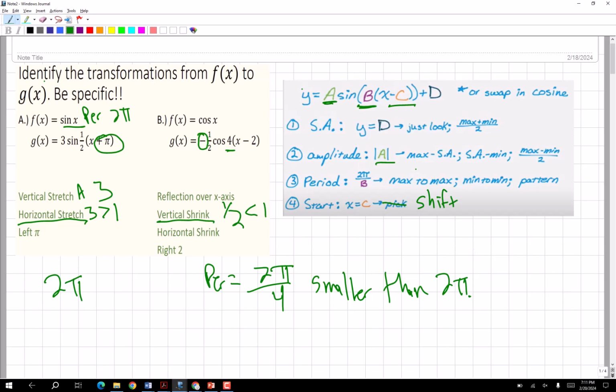Again, this one, I think I might have said this wrong. If I did 1/2 here, remember my period is 2 pi over 1/2. If you divide by 1/2, it's the same thing as multiplying by 2, right? So 2 pi divided by 1/2, which is the same as dividing by 0.5, is going to give you 4 pi, which is bigger. That's why it's stretched. Okay? All right.